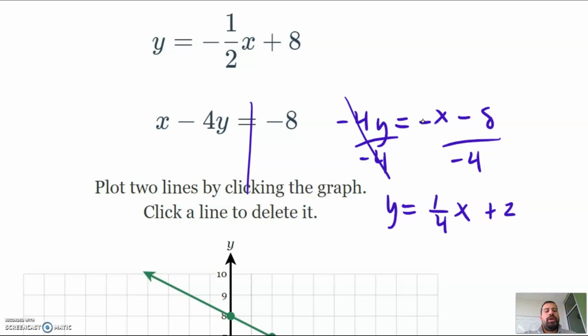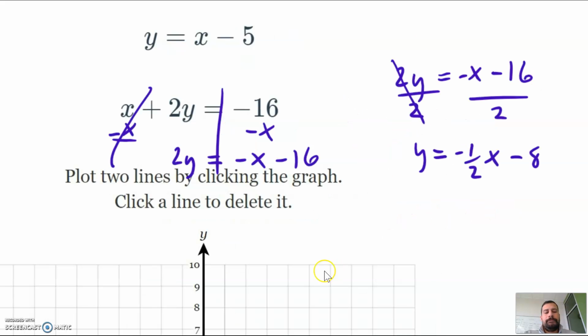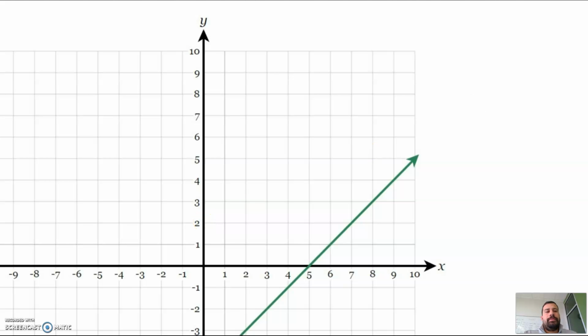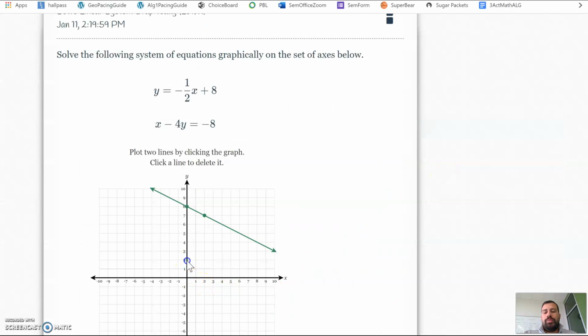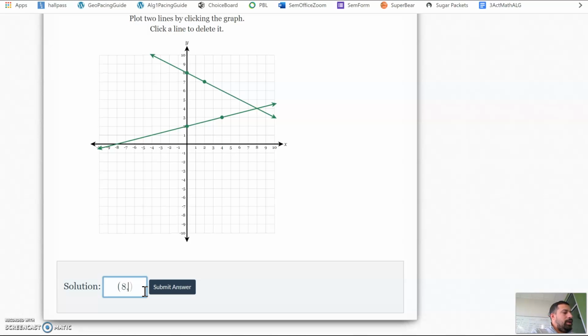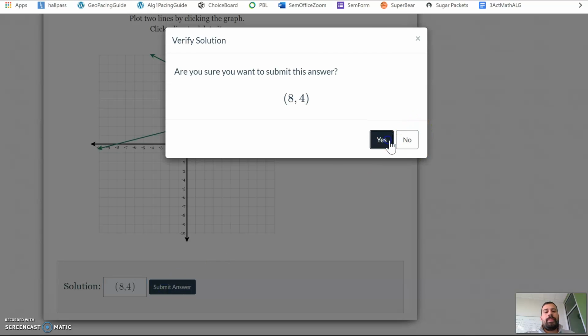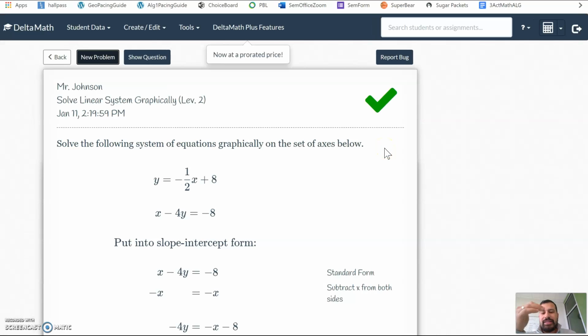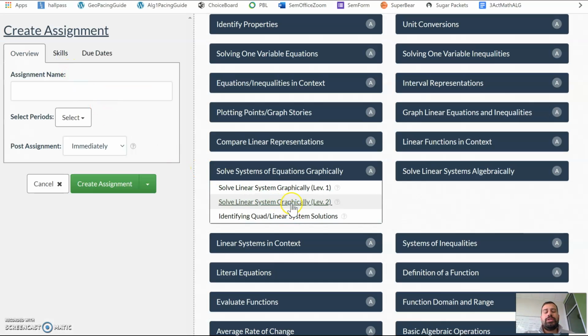So I'm going to go up to 2, plot a point, and then use my slope of 1/4, up 1 over 4. The intersection point is at 8, 4. Alright, so that's how that set works. Solve for y first. Last set, so there's 3 of those questions.